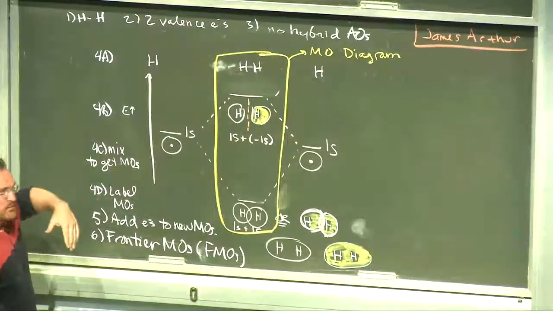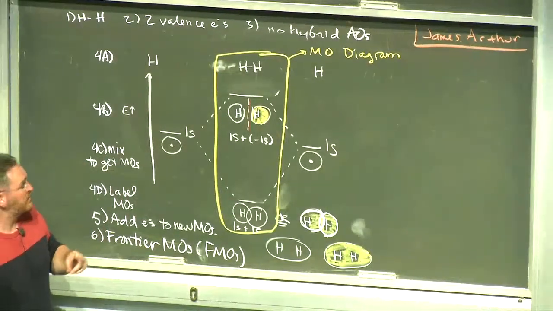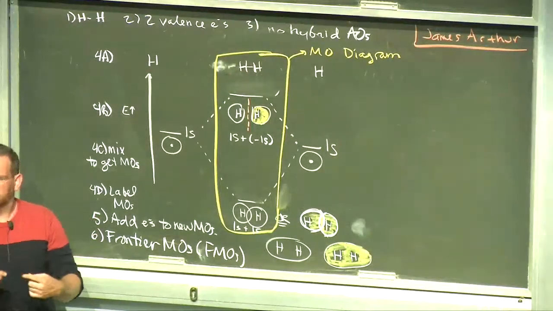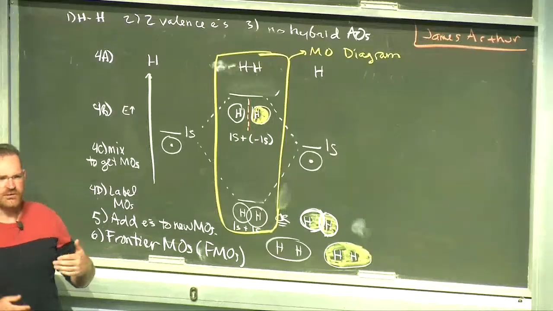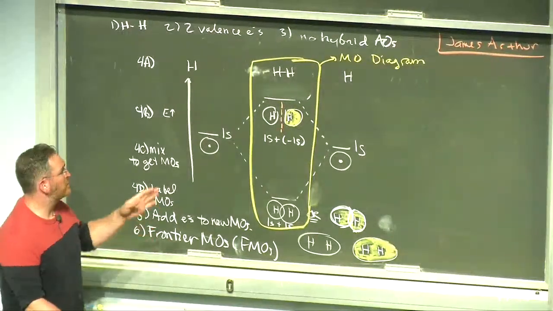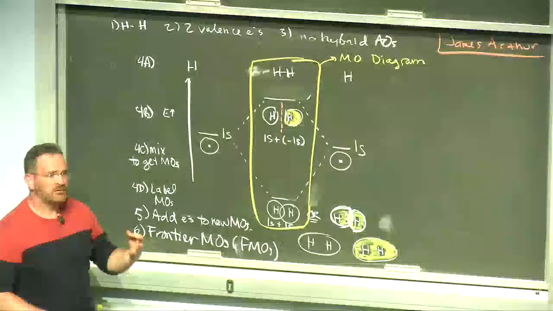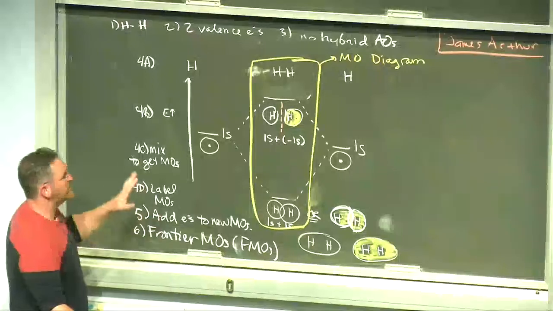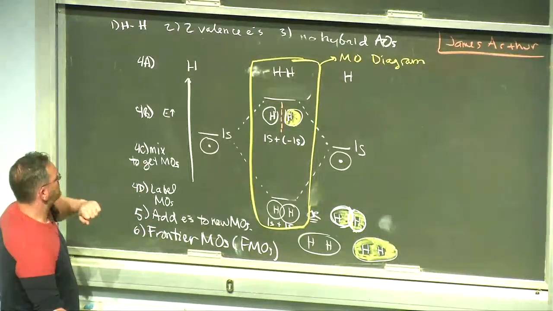We have a 6-step process. Step 1, draw the compound. Step 2, count the number of valence electrons. If you switch the order of 1 and 2, you're going to be fine. Usually you have to count how many valence electrons you have before you draw the Lewis structure, so follow your heart. Number 3, do any of the atoms in your molecule need to be hybridized? Do they have shapes that require hybridization? If we're doing H2, that answer is no.